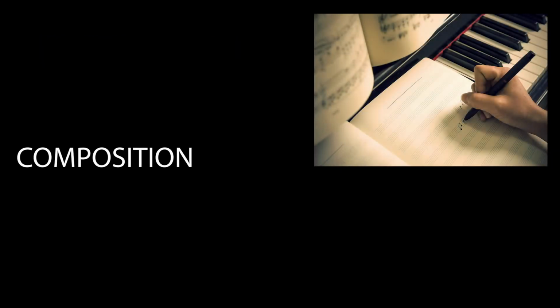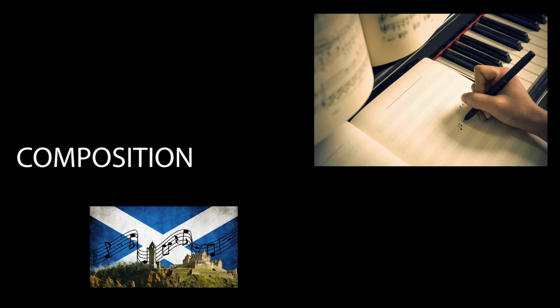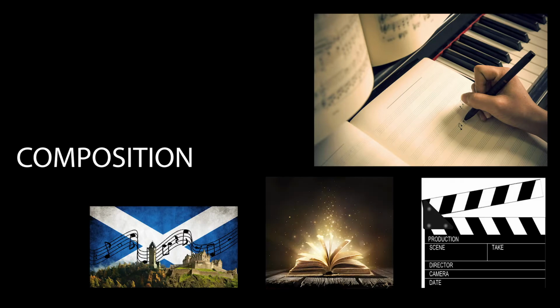The next element we look at is composition and musical literacy. You will learn to read music fluently and also compose and create music from a range of different styles. For example, a Scottish waltz, music for a fairy tale or a film clip, or a style of your own choice. In S4, you'll choose one of your compositions to send into the SQA.